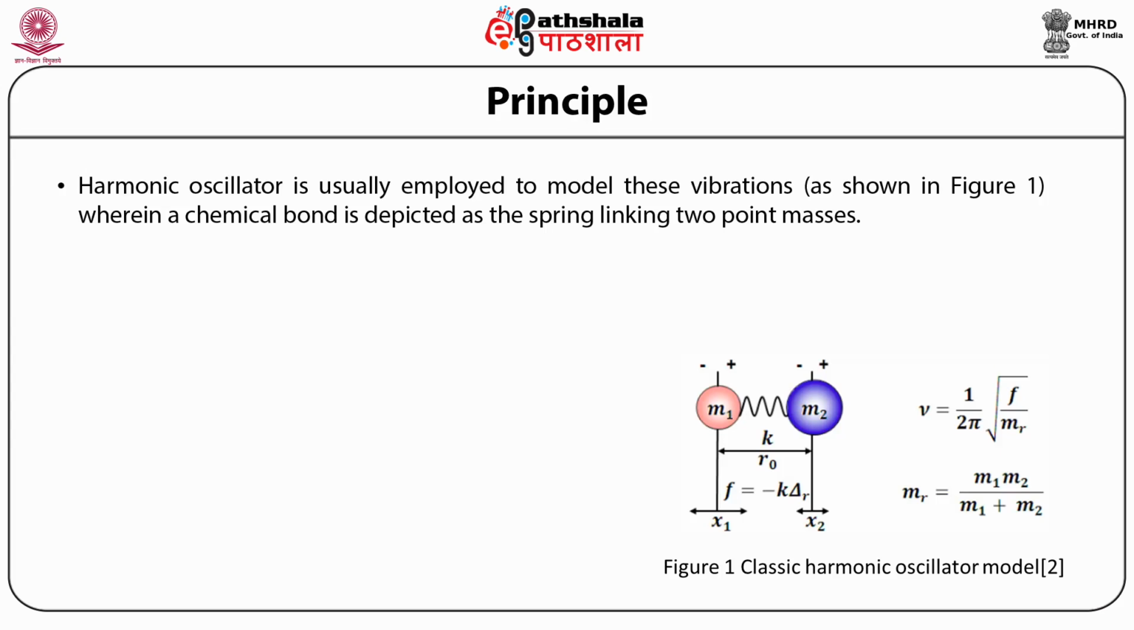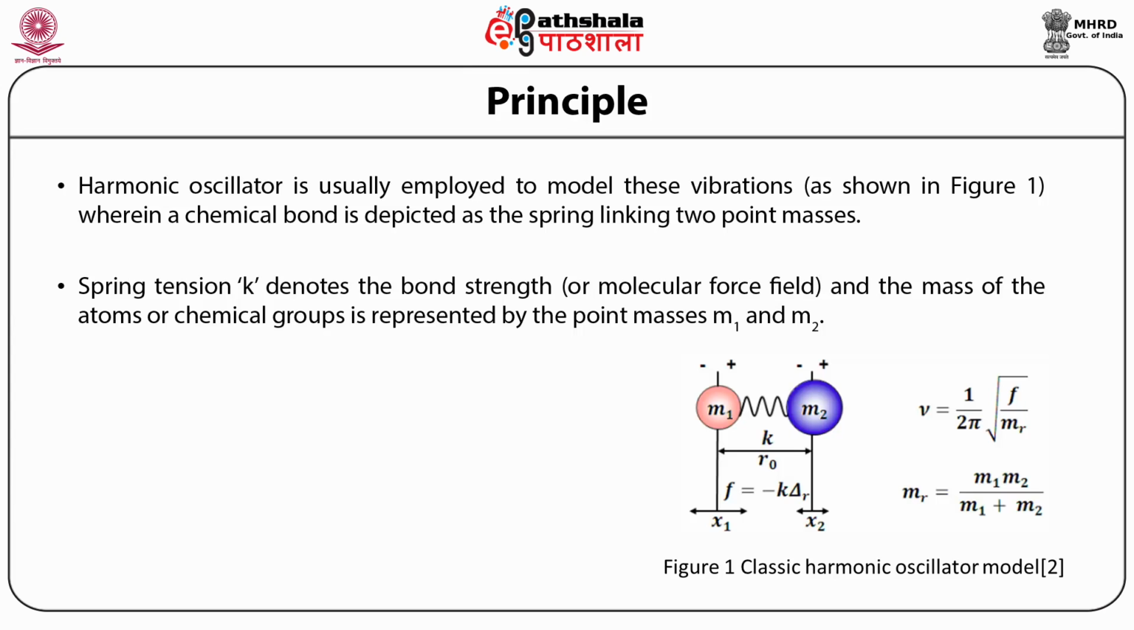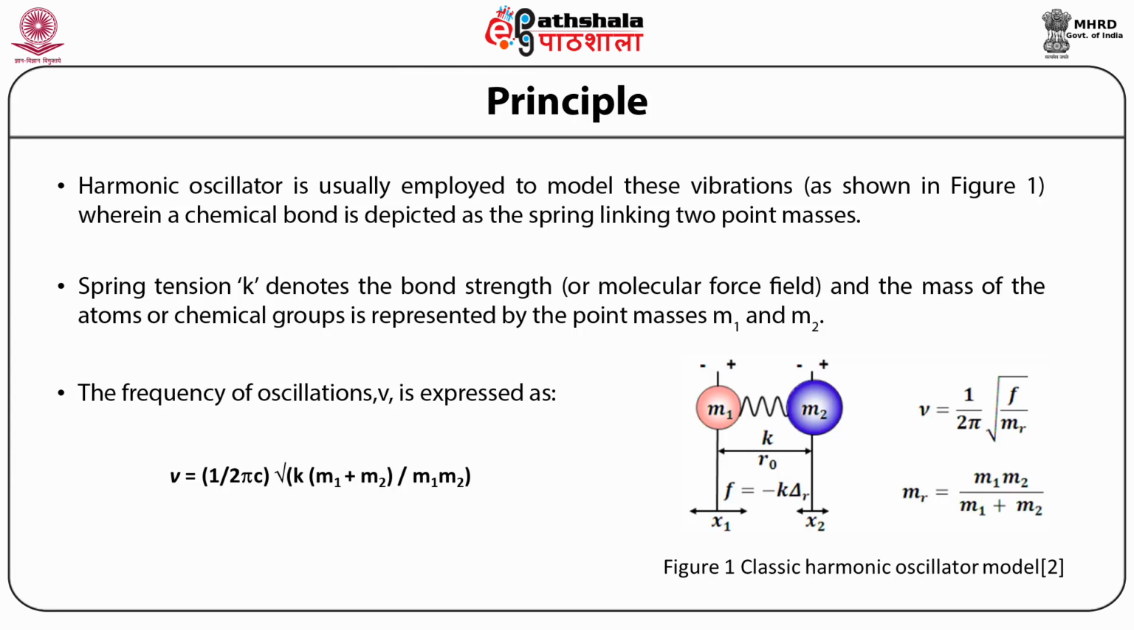Harmonic oscillator is usually employed to model these vibrations, as is shown in figure 1, wherein a chemical bond is depicted as a spring linking two point masses. Spring tension k denotes the bond strength or molecular force field, and the mass of the atoms or chemical groups is represented by the point masses m1 and m2. The frequency of oscillations nu is expressed as nu is equal to 1 by 2 pi c multiplied by the square root of k into (m1 plus m2) by m1 m2.